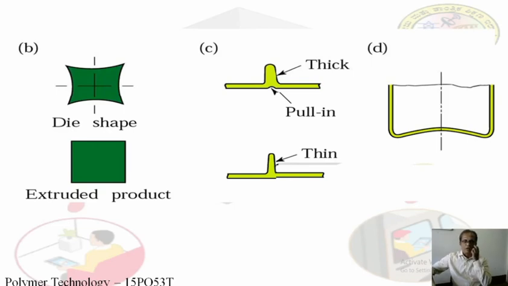See, the extruded product is supposed to be like this, and the die shape is like this. When it comes out, this will be the shape of the extruded product. And the thick portion is here. We can pull it down so that we can make some arrangement like a thin section. This portion you can bring down. So this way the cut section of the profile which is produced can be seen like this.